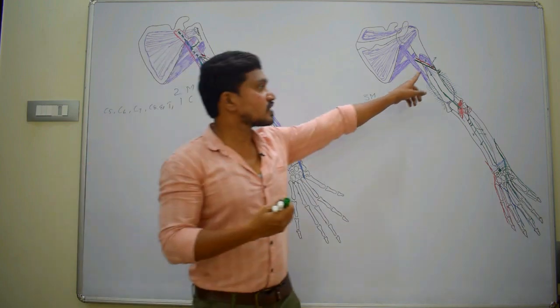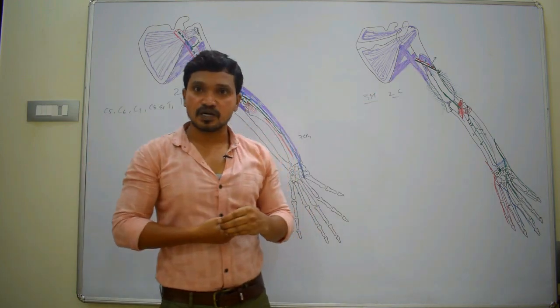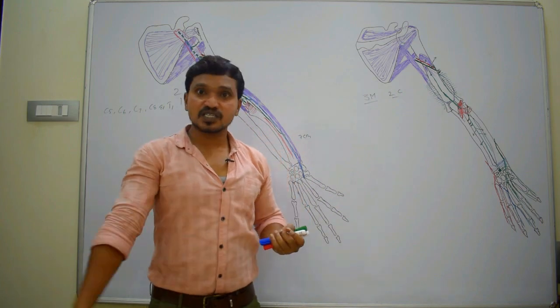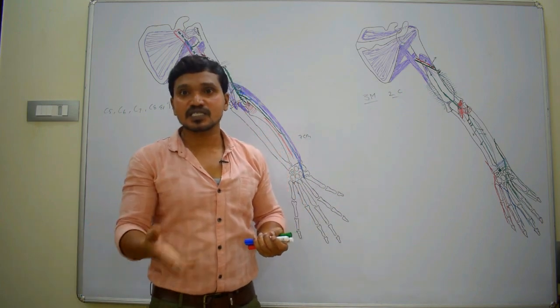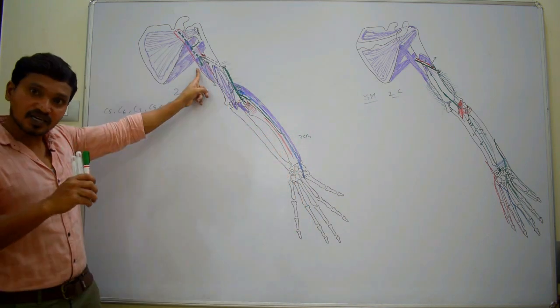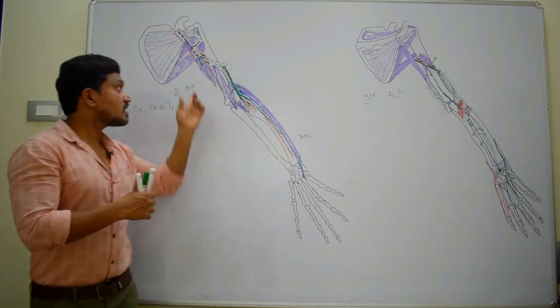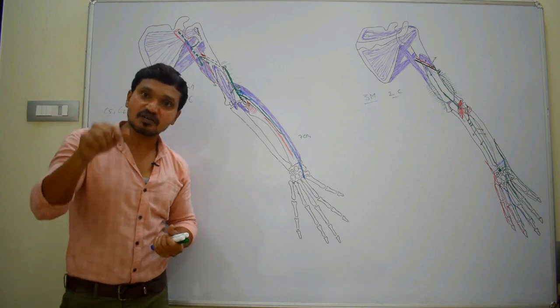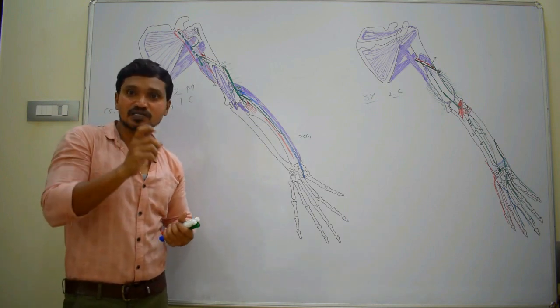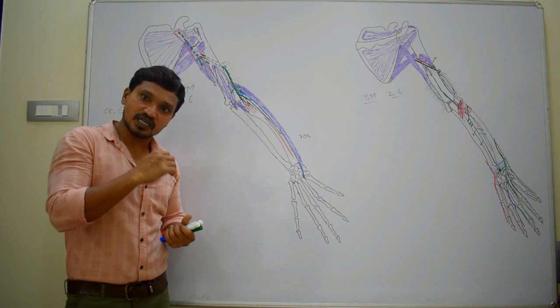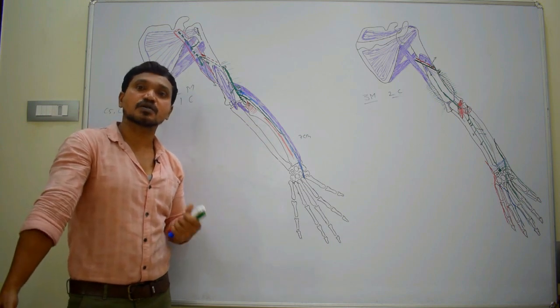In that case, if the injury is at the level of the spiral groove, there will be extension of the elbow, but it is weak. Why is extension there? See here, the long head is innervated by the radial nerve within the axilla itself. The medial head also is supplied by the radial nerve within the axilla. So two heads remain. Because of that, extension of the elbow will be there, but it will be weak.